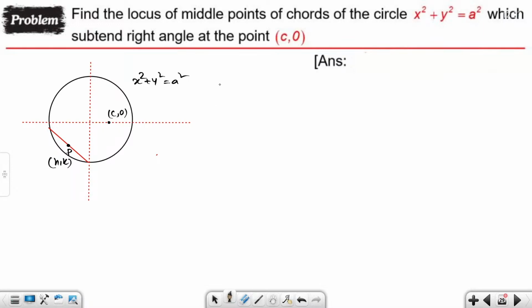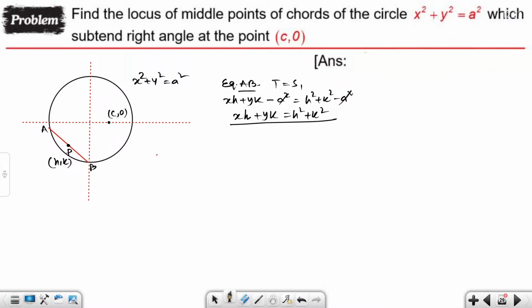Now, my first question is, let me give a name. Let us say this is A and B. What is the equation of AB? The equation of AB will be xh plus yk minus a squared equals S1, which is h squared plus k squared minus a squared. So, a squared goes off. So, it is hx plus ky equals h squared plus k squared. This is the equation of this chord bisected at the point H comma K.